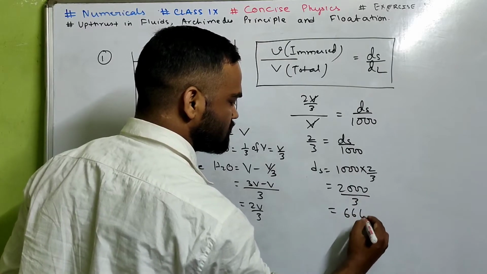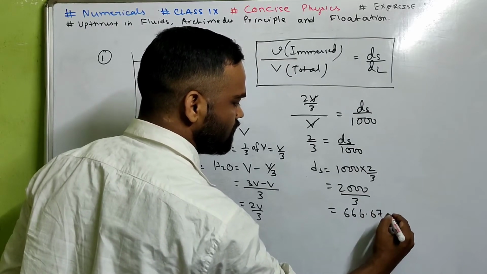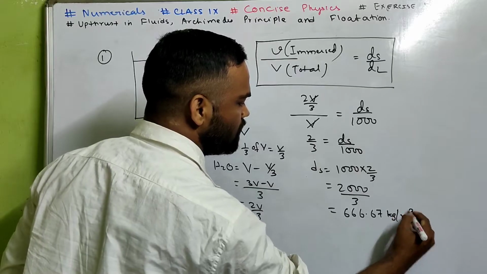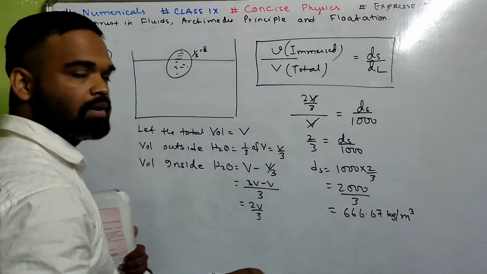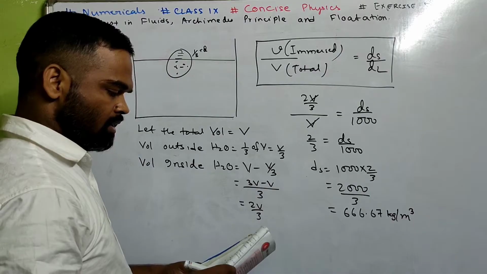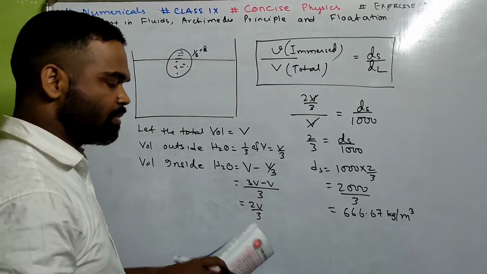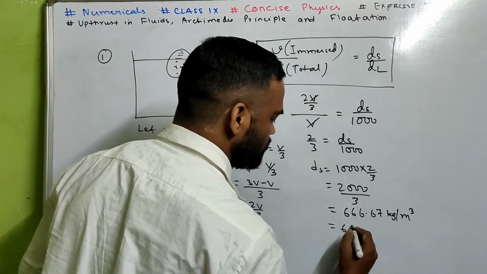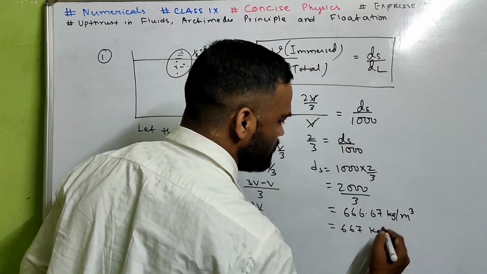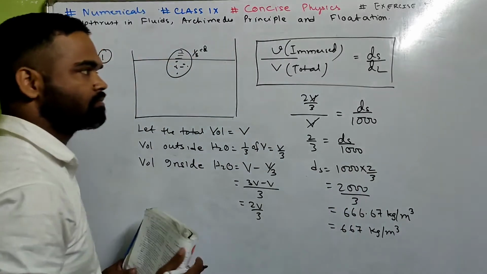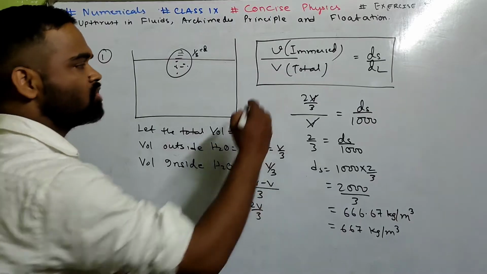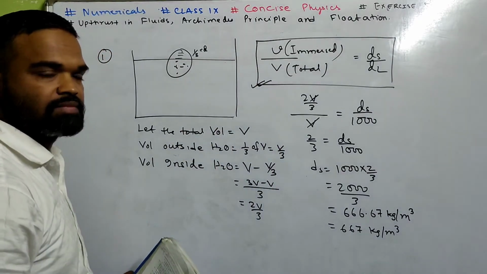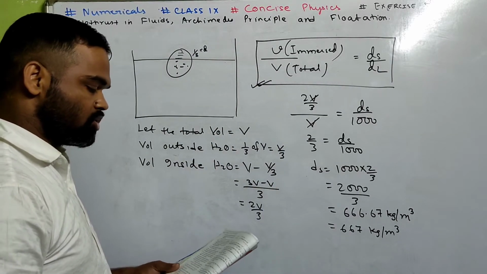That's 666.67 kg per meter cube. Done. They have given the answer as 667 kg per meter cube. They have rounded it off, 667 kg per meter cube. Done. Pretty easy. Just use this relation. Now let us do sum number 2.